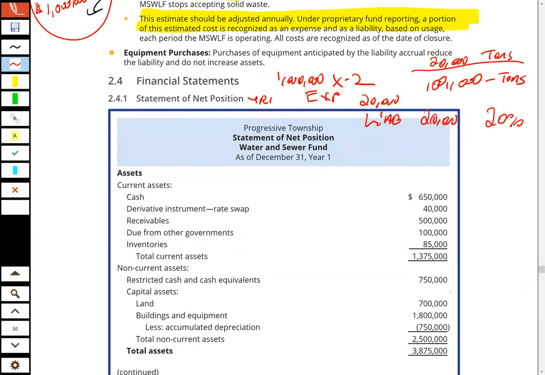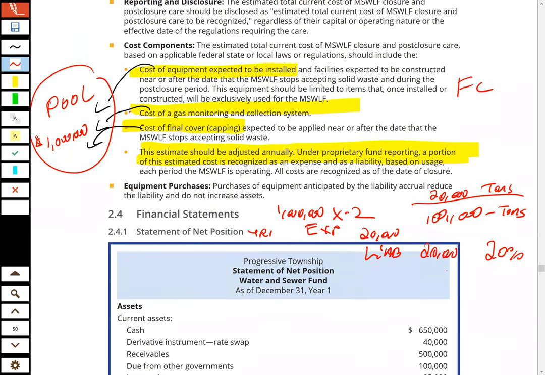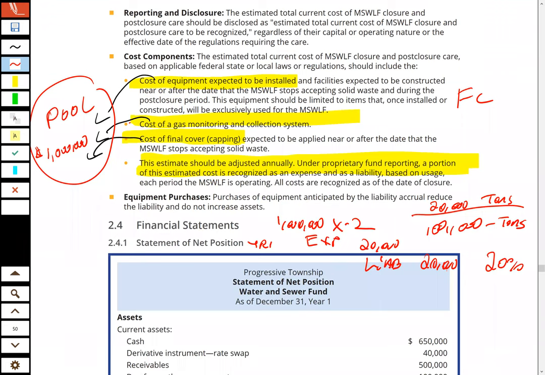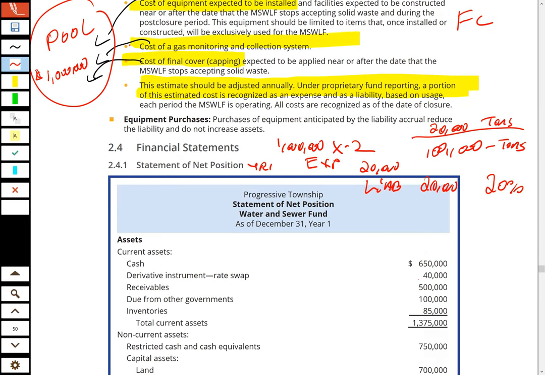Okay? So I have a question. So the pool itself isn't actually booked right away. It's just as you're using the... Right. Yeah, you would need to make an estimate of what you think it is that you're going to have to spend. You kind of write that number down, and then you use that number for the accounting that we're talking about here, which is to set up the expense and liability based on usage. Got it. Okay. All right, good.